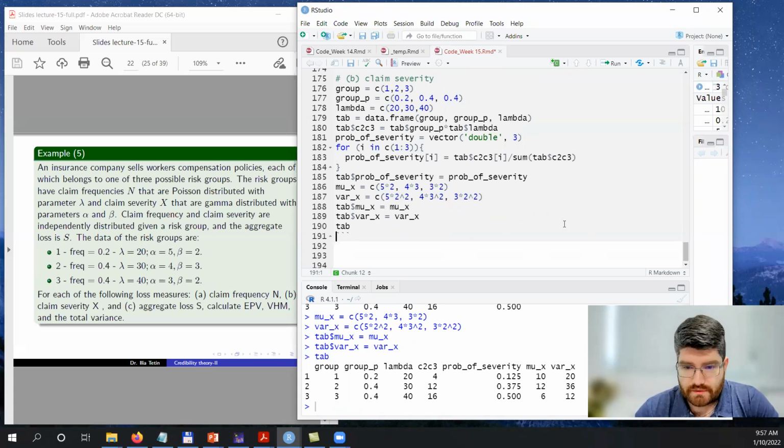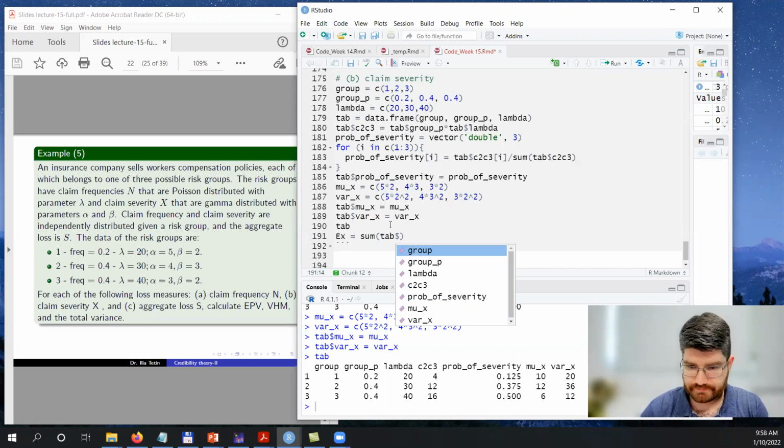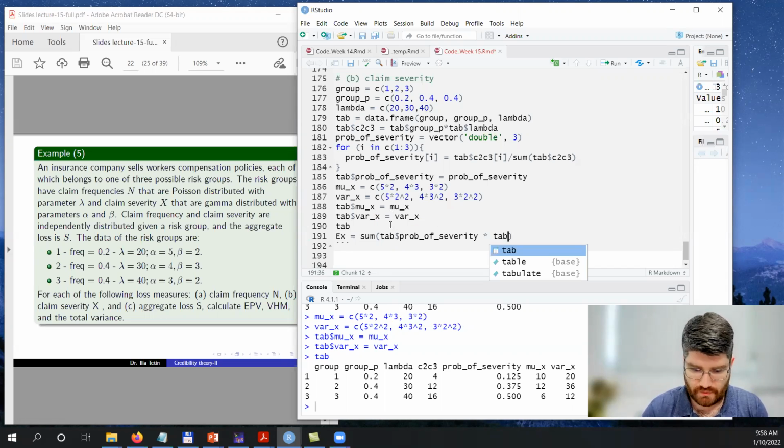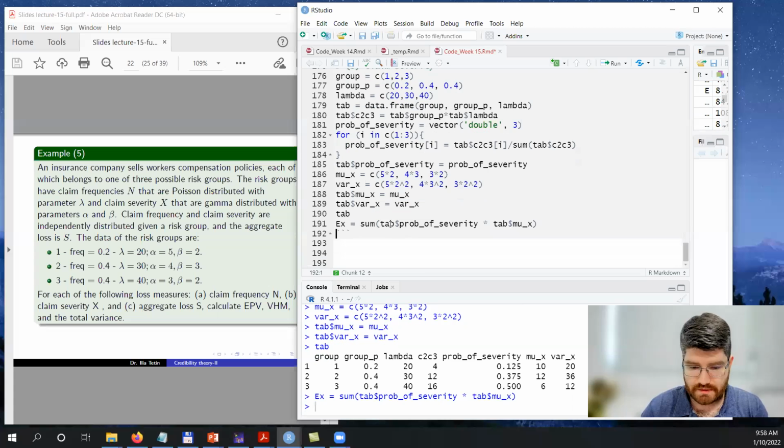So what actually do we need to calculate then? We need to calculate the EX, and EX will be calculated with our 0.125 times 10, then product of that, and then product of that. So this is the sum of those products. So conditional mean mu x, conditional variance var x, and these correspond to these three different distributions of claim severity. So EX, let's start with that. EX will be, let it be like that, the sum of tab probability of severity times mu x. This is it. So this is our EX.